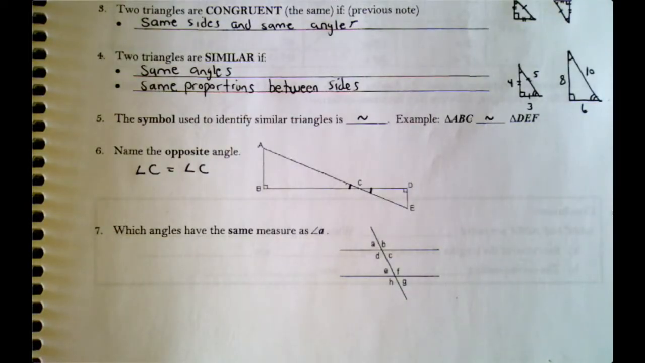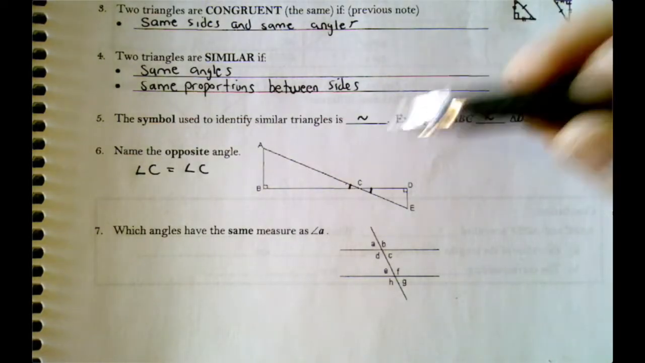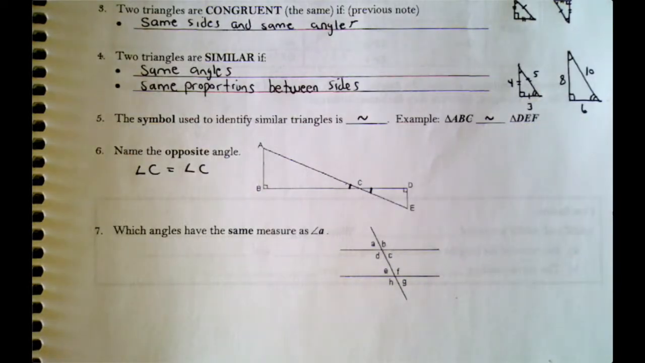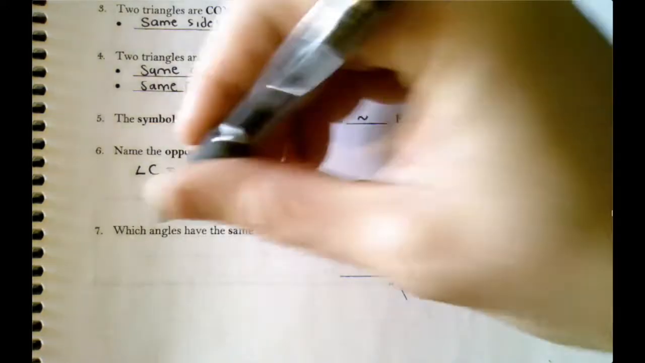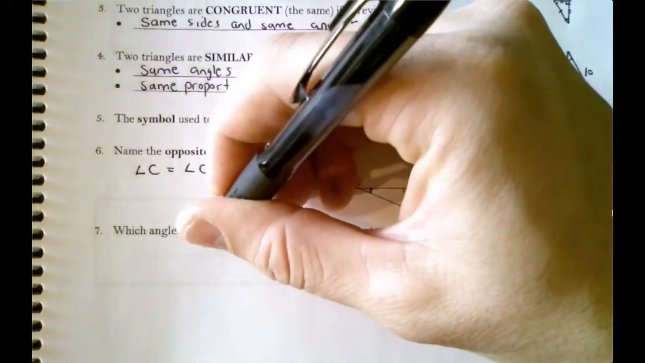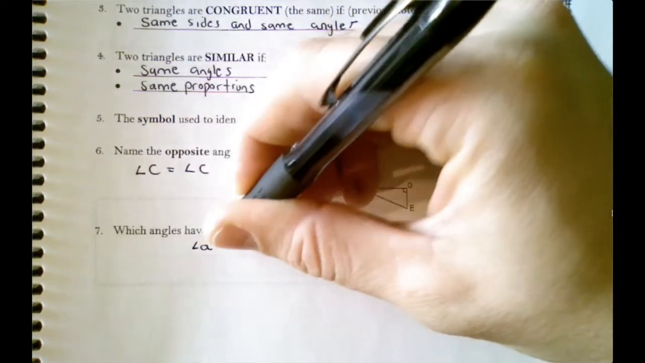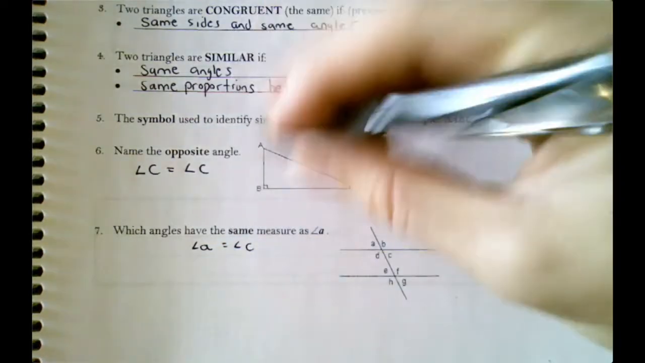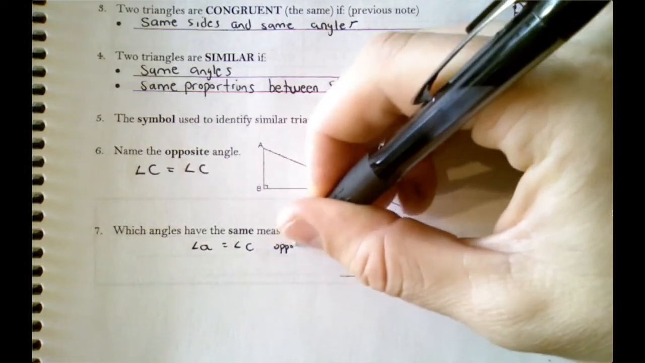So they're called opposite angles. And the key property of opposite angles is that opposite angles are equal. So if we look at this diagram over here, 7, we can show that opposite angles are equal. Which angle has the same measurement as A? Well, A is opposite C. So we would say that angle A equals angle C, and it's because they're opposites.